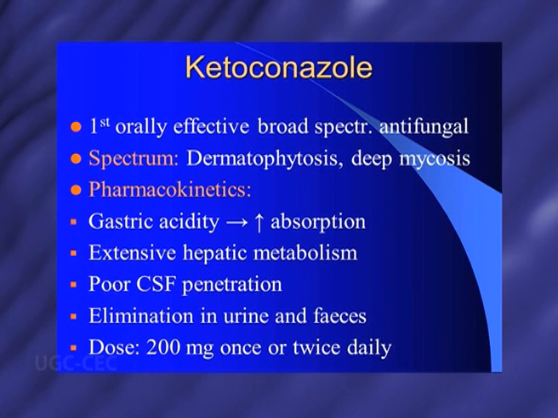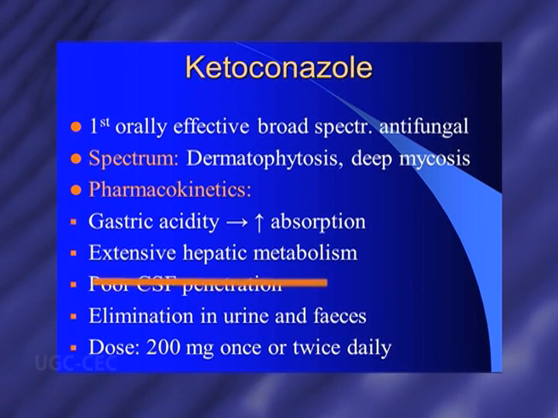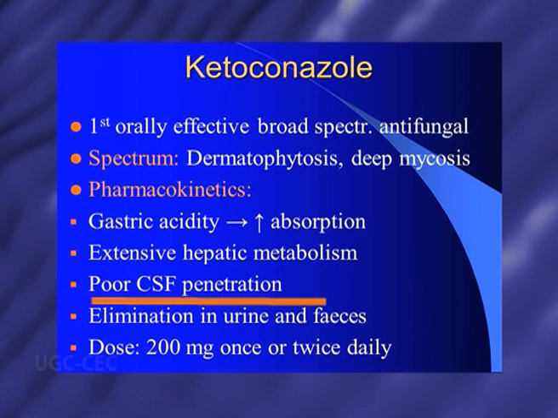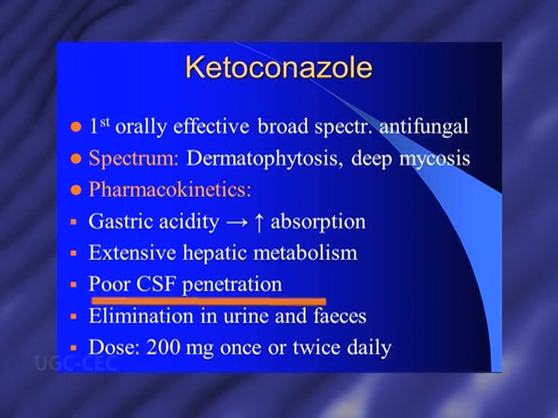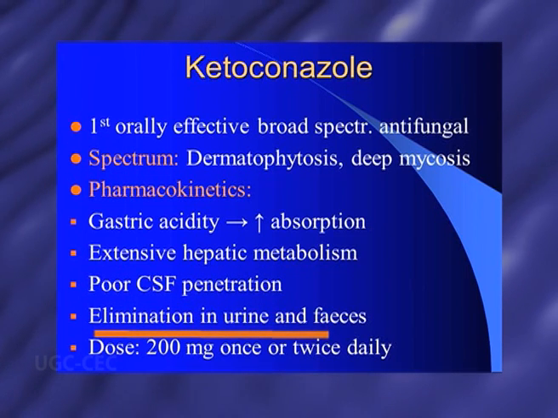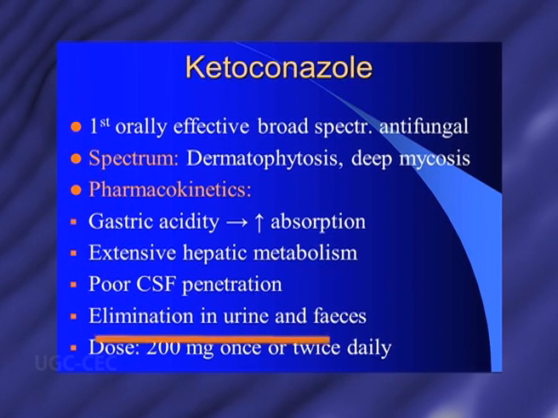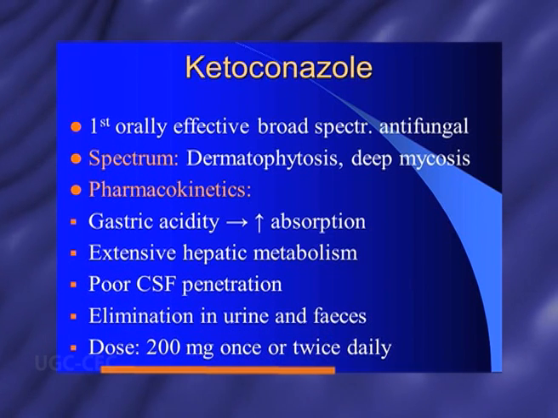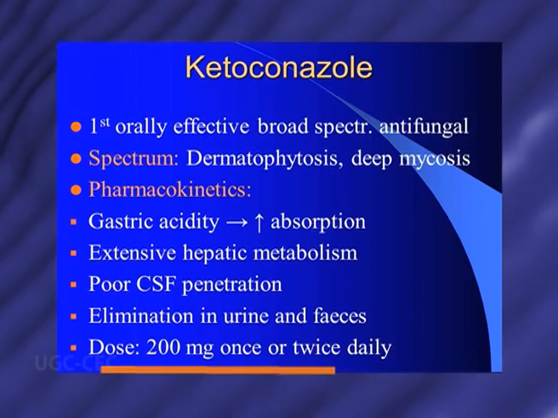Gastric acidity facilitates the absorption of ketoconazole. It is extensively metabolized by liver and it is penetrated poorly into the central nervous system. Elimination occurs via kidney and GI tract. Dosage of ketoconazole is 200 milligrams once or twice a day. Adverse effects of ketoconazole includes nausea, vomiting, loss of appetite, etc.